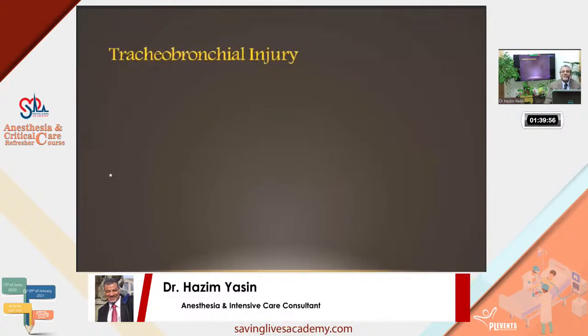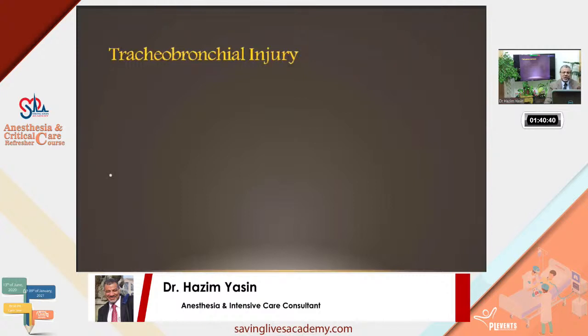Tracheobronchial injury is one of the challenges for any anesthetist in thoraco-abdominal trauma, because it can even be resistant to the chest tube. It might need one chest tube, two, three, or four chest tubes. It may need two chest tubes on the right and two on the left. It may need a cardiothoracic surgeon who can perform rigid bronchoscopy on the patient, who can help us.